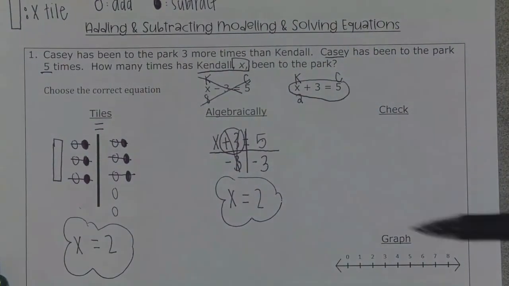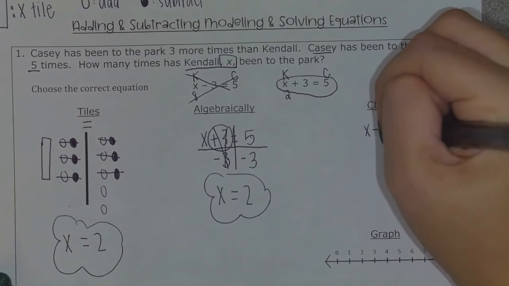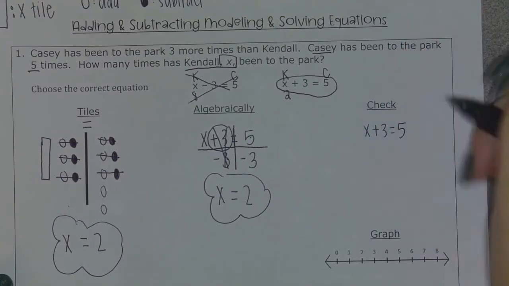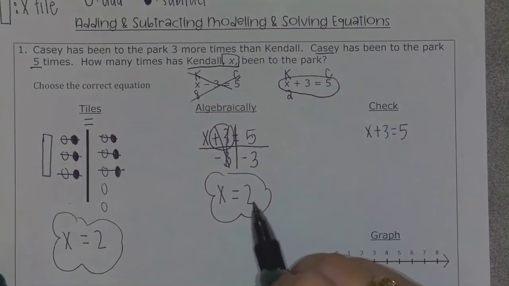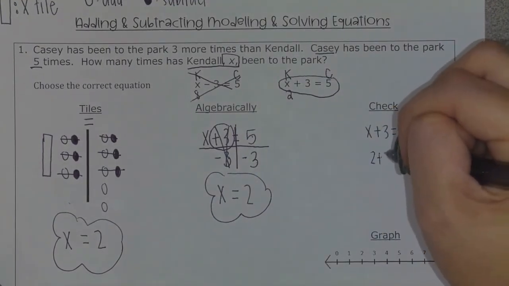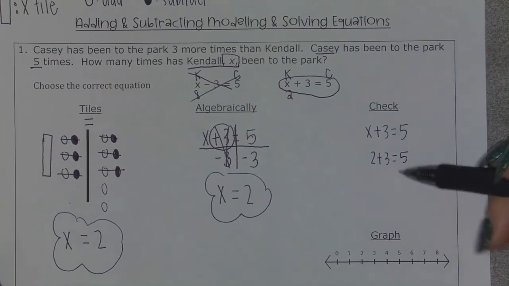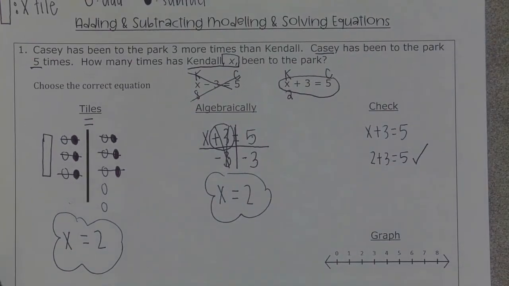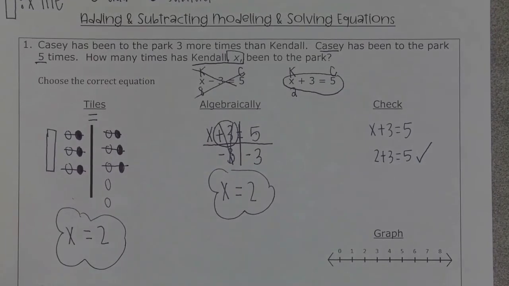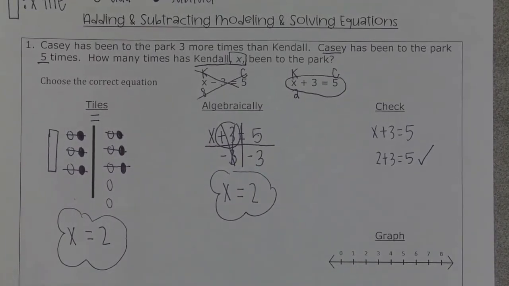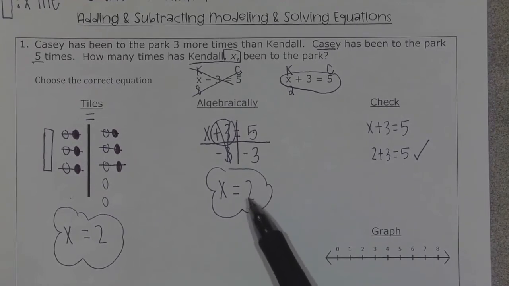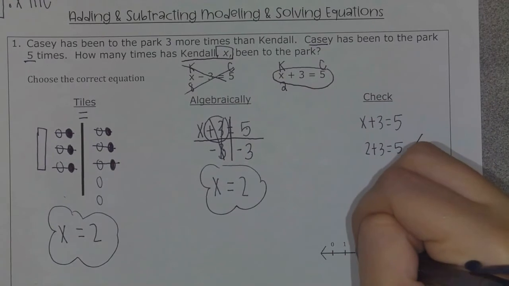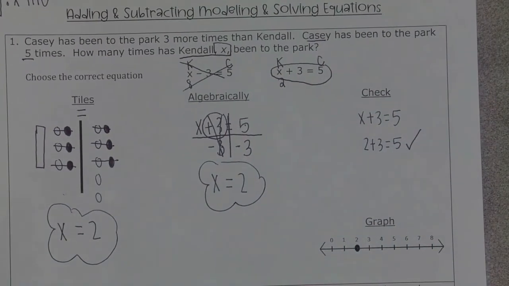Okay, for the check, what I'm going to do is I'm going to take my original equation, x plus 3 equals 5, but now I'm going to substitute in what I think the answer is. So I think that x should be 2. So 2 plus 3 equals 5. That is true, so check. And then last but not least, the graph. The graph is easy peasy, lemonade squeezy. All we have to do is figure out, well, what did we think that x equals? X equals 2. So I put a nice dark closed dot on the 2, and that's it for the graph.